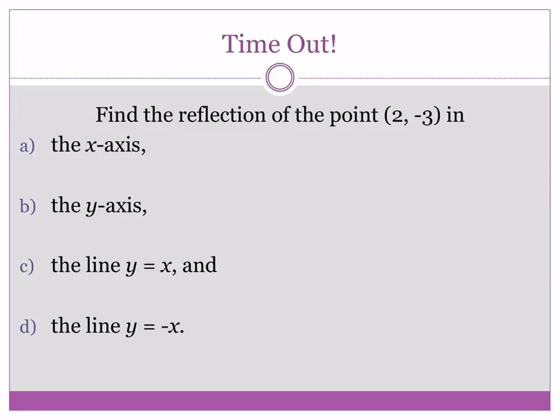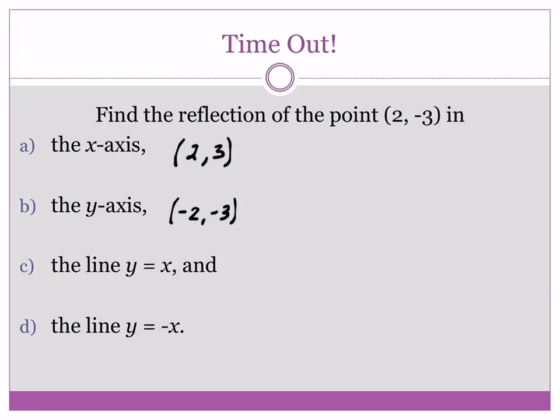What'd you guys get for the first one? The x-axis. 2, what? 3. Sounds good. Is everybody good with that one? Okay. What'd you get for the y-axis? Negative 2, and then what? It would be negative 3. Remember, we're reflecting the original point, and the original point had a y value that was negative. So we'll keep that one the same.